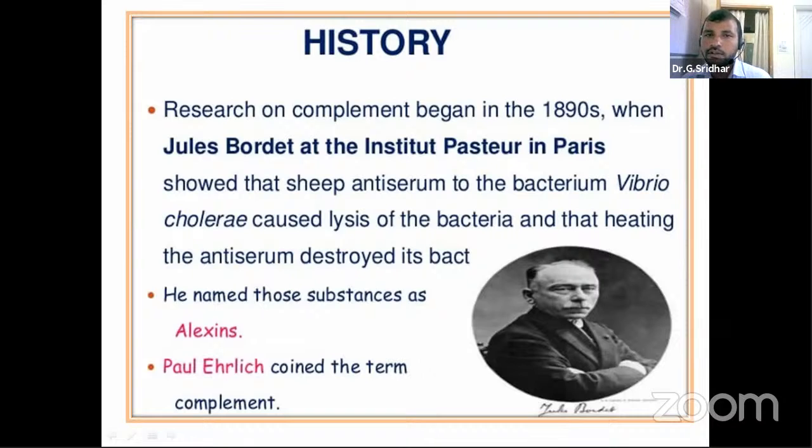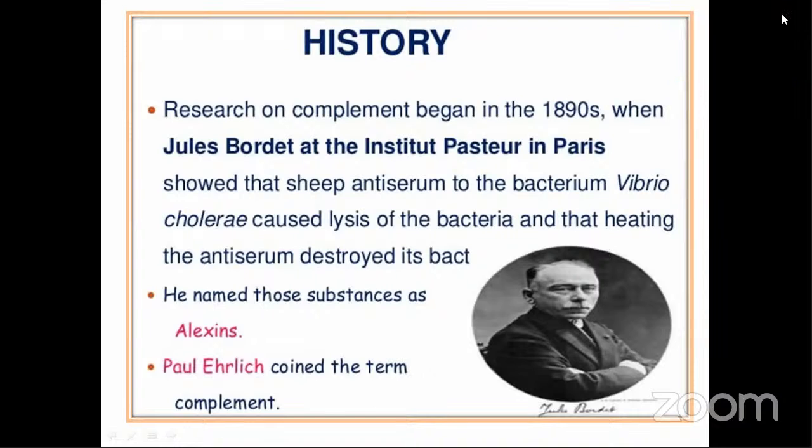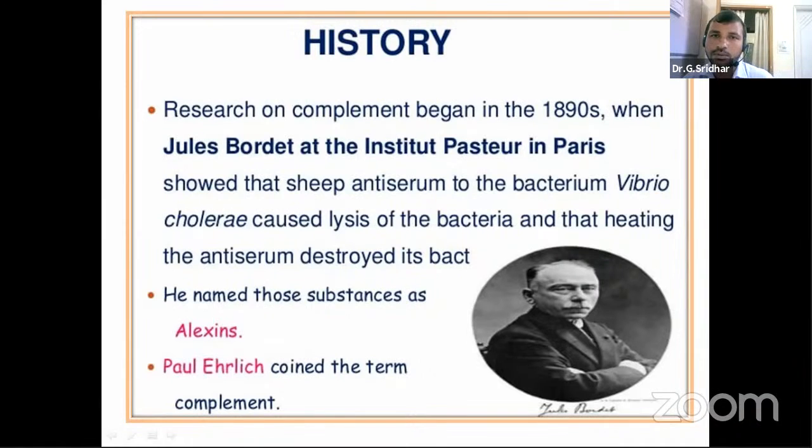So the concept of the complement system began with a very simple experiment. He took the bacterial culture and added some anti-serum, and the substances present in the anti-serum caused lysis of the bacterial culture. Then he took the heated anti-serum, which did not kill the bacteria. Then he said that some substances present in the anti-serum act on the bacterial culture, and he named these substances alexins.